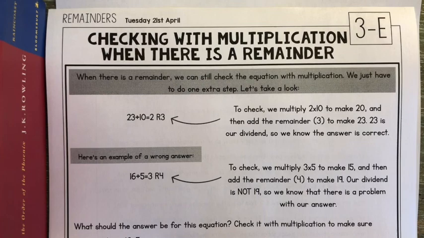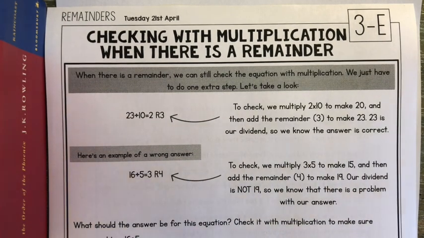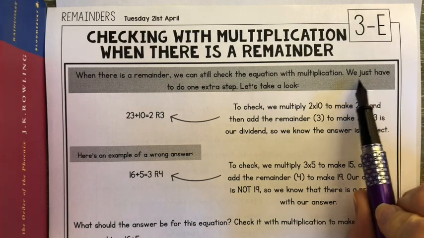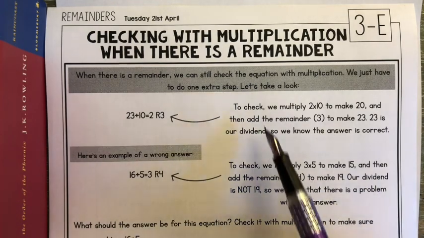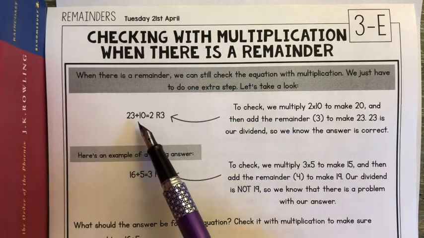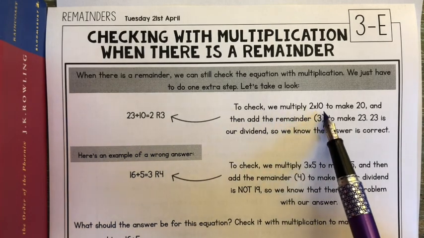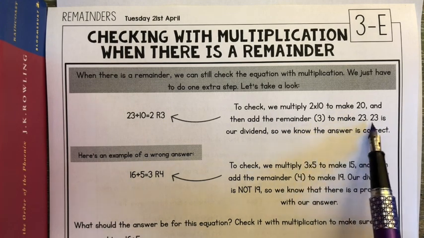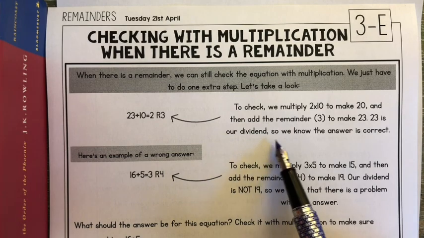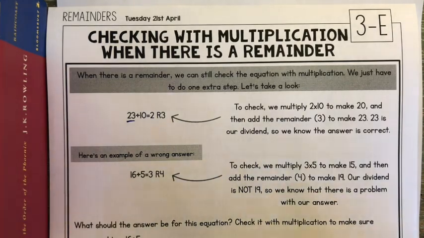Okay, so now we're going to move on to the other side of our work for today. And it says checking with multiplication when there is a remainder. So it says when there is a remainder, we can still check the equation with multiplication. We just have to do one extra step. Let's take a look. So to check, this is 23 divided by 10 equals 2, remainder 3. To check, we multiply 2 times 10 to make 20, and then add the remainder 3 to make 23. 23 is our dividend, so we know the answer is correct. So we started with 23, that's what they mean by dividend. So we know that the answer is correct.